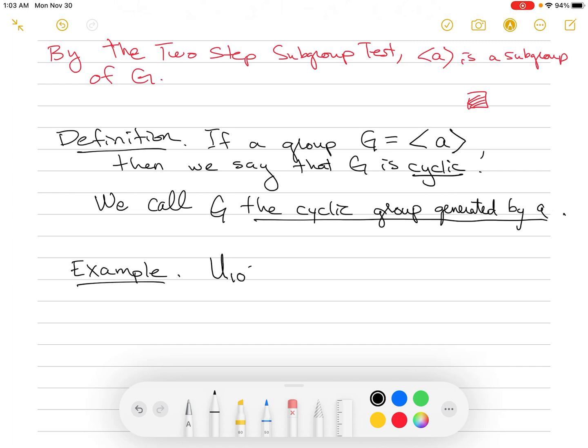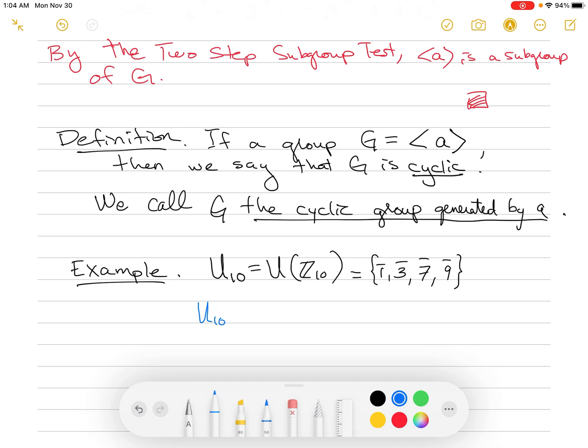Let's talk about U10. That's a multiplicative group. These are the units of Z10. So you're talking about those equivalence classes whose integer part is relatively prime to 10. So you're going to have 1 bar, not 2 bar, 3 bar, not 4 bar, not 5 bar, not 6 bar, 7 bar, not 8 bar, 9 bar. So it has 4 elements.